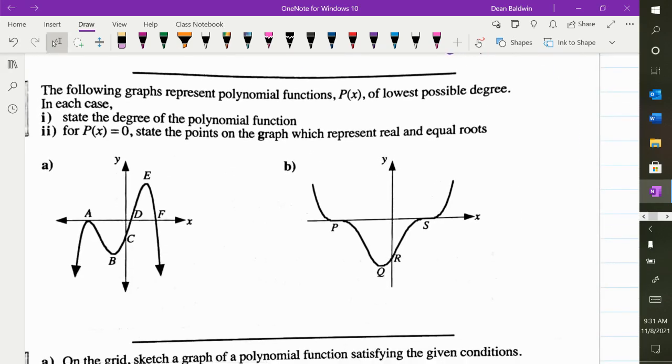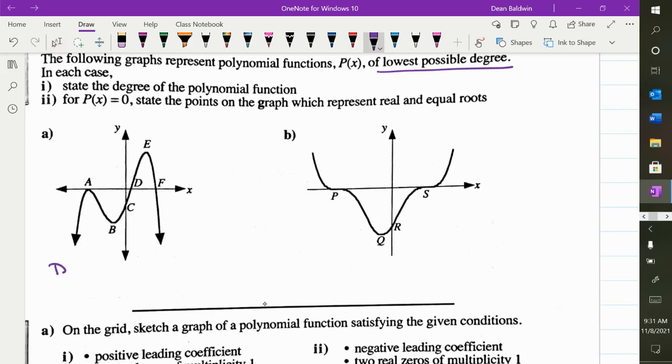State the degree of these polynomial functions. We are assuming its lowest possible degree. So the first one, what would the degree of this function be? If you bounce here at A, what is that multiplicity? 2. What about when you pass through? 1 and 1. So what's the degree?